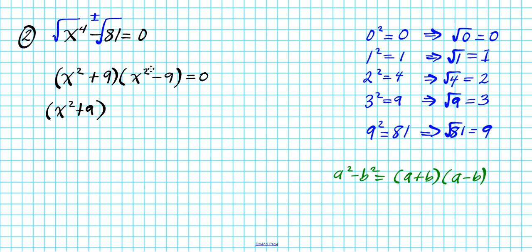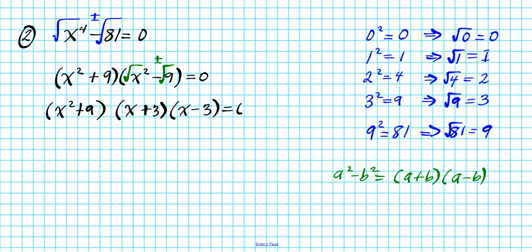X squared is a square because the power is even. 9 is a square because 3 squared is 9. And we have a minus, which makes it a difference of squares. So how do we go about factoring a difference of squares? You simply root the first and the second term and express the roots as a sum and a difference. So we end up with x plus 3 times x minus 3.